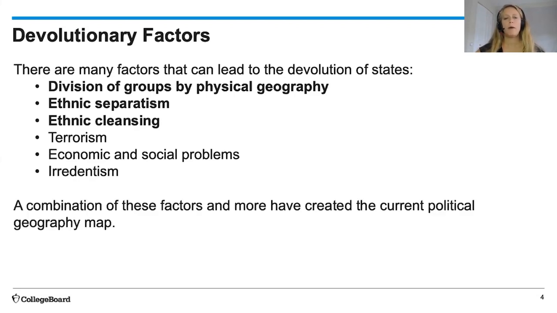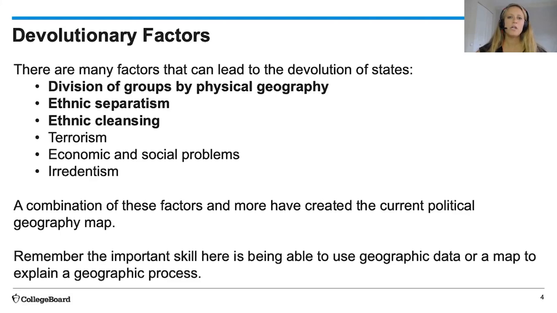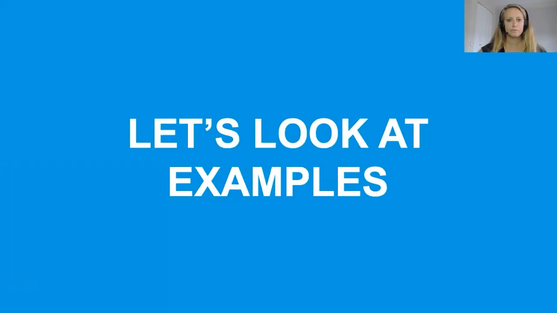Another important thing to remember is there's often not just one of these happening, it's a combination of many different factors that contribute to the current world map, the political borders all over the world, which can change at any moment given something that happens. Another important thing here is that the important skill is to be able to use a map or some kind of geographic data to explain what is happening, which you'll see a little bit in this video.